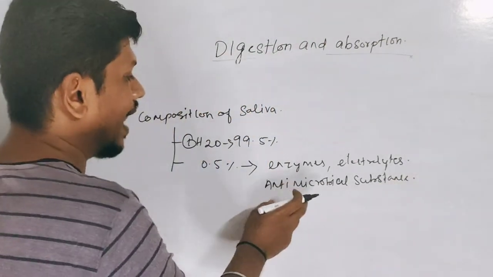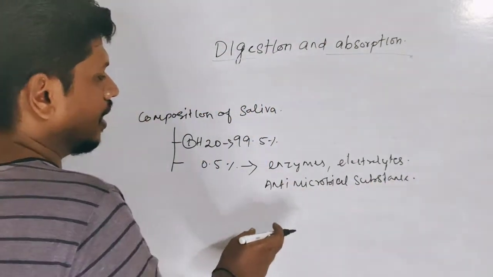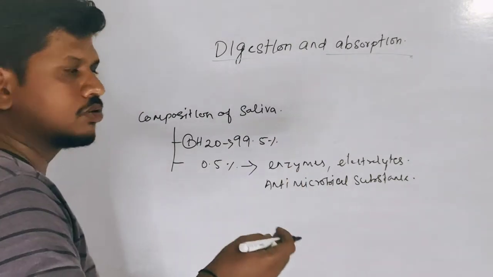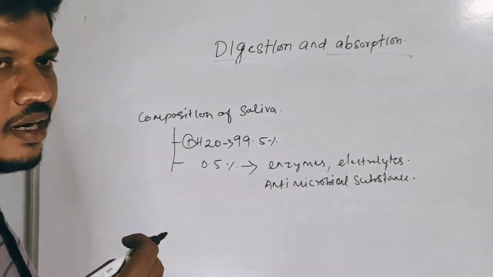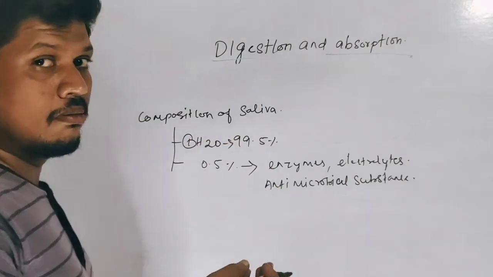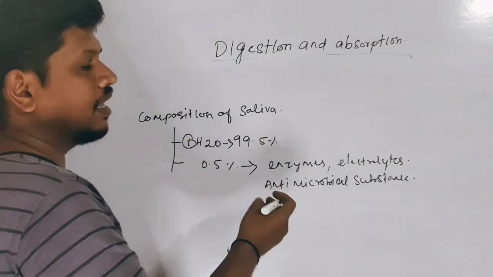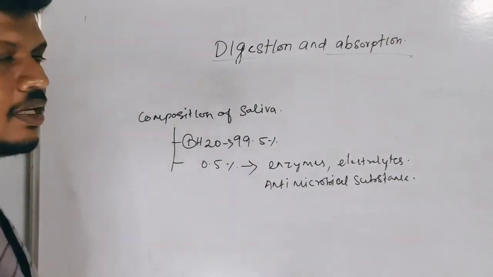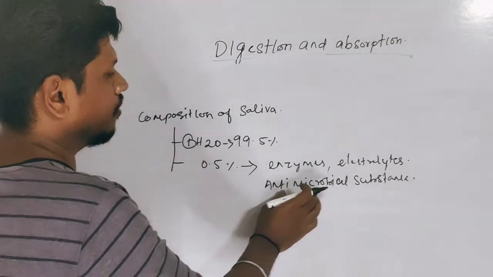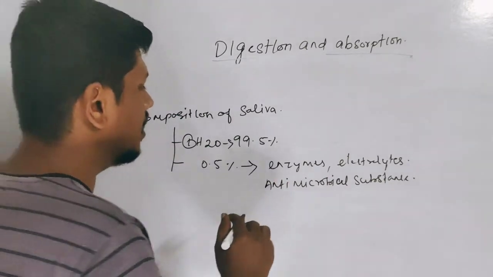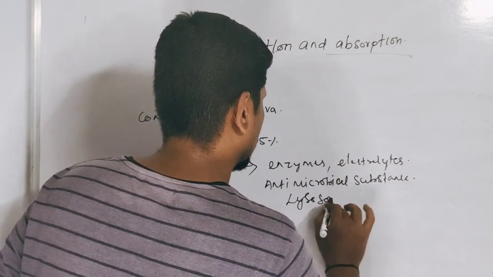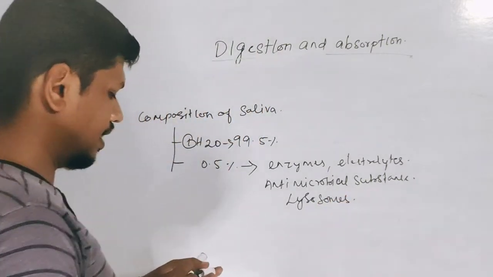Right? What do you mean by antimicrobial substance? It is a substance responsible for killing bacteria. So for example, we are eating food materials, and that food might contain certain harmful bacteria or pathogenic bacteria, right? That pathogenic bacteria is killed with the help of antimicrobial substances, especially lysozyme. Try to remember lysozyme.